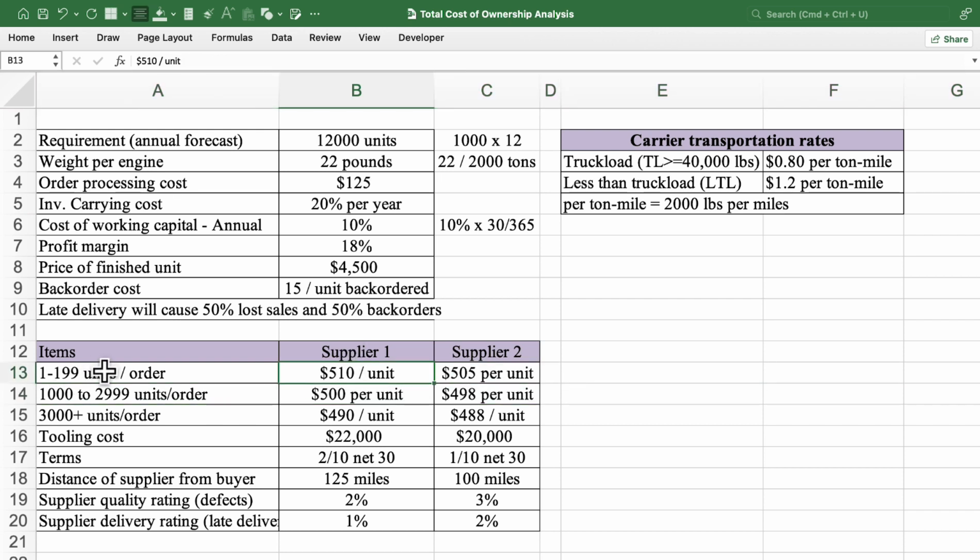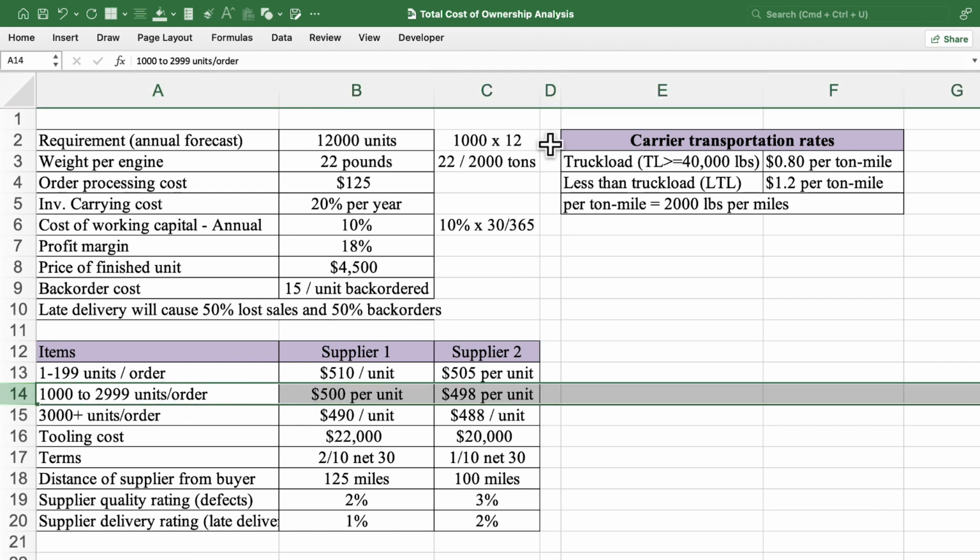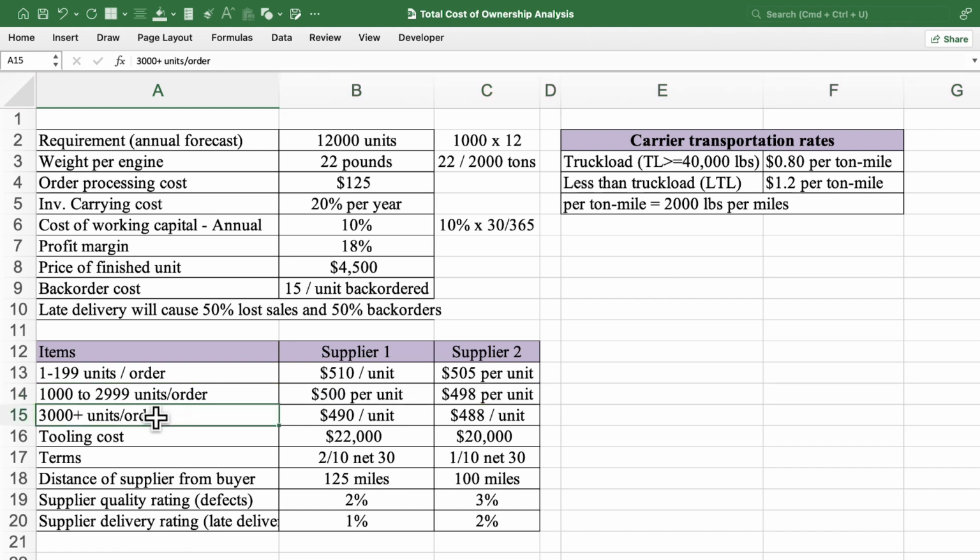However, if buyer increases the order size from 1000 to 2,999, that will incur a cost of $500 per unit. This is the one that's relevant to our case, because the buyer will be placing an order of 1000 units every time. This is the one that will be applicable, and buyer will be paying a price of $500 per unit. Another possibility which is not relevant, which means if buyer increases their order size and makes it 3000 or greater, then engine cost would further reduce to $490 per unit. But again, this is not relevant.